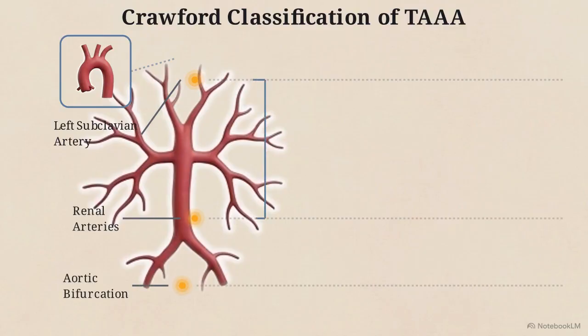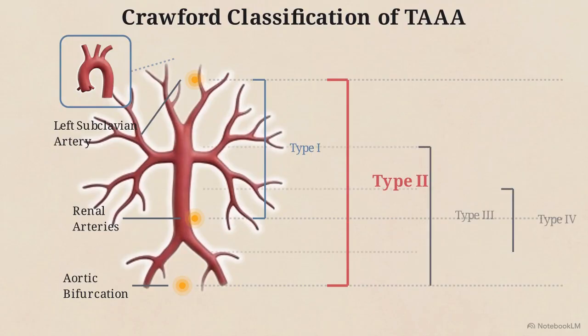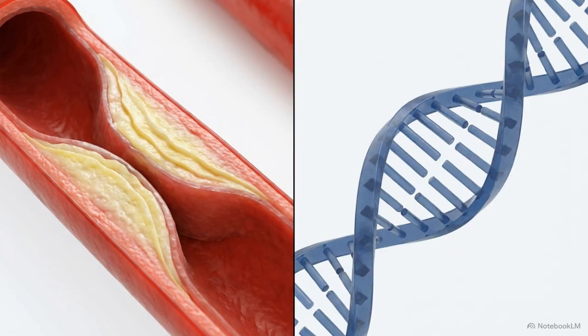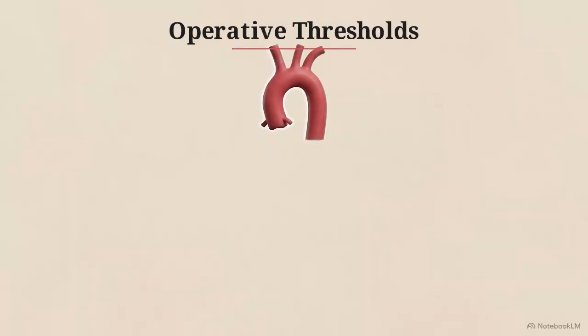Type 1 begins at the left subclavian and stops at the renal arteries, while type 2 is the most extensive, stretching from the left subclavian all the way down to the aortic bifurcation. Pure thoracic aneurysms carry their own unique risks, driven intensely by severe atherosclerosis or genetic connective tissue disorders like Marfan syndrome. Looking at these dimensional callouts in the chest cavity, the operative thresholds shift.